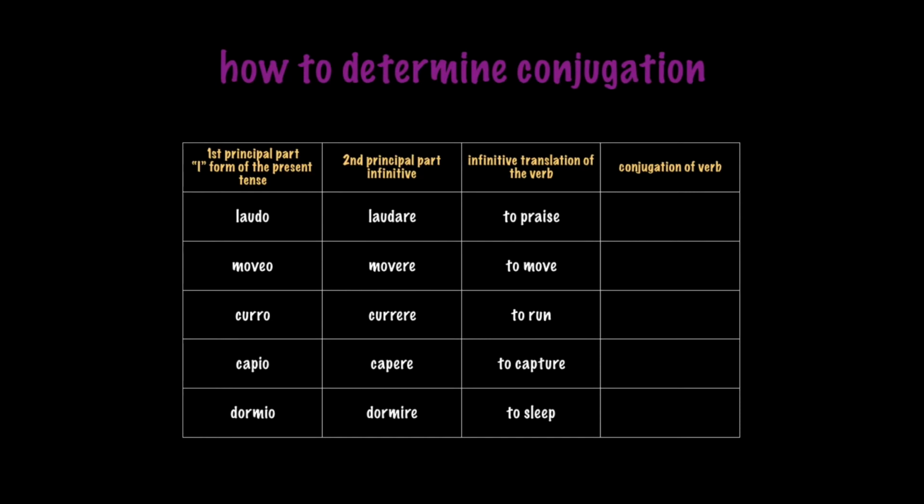It's going to begin by looking at the infinitive. Remember, that's the second principal part of the verb. Once we know where the infinitive is, the conjugation is determined by looking at the infinitive ending. Remember, that's the last three letters on the infinitive. Laudare has the infinitive ending of -are. It, and any other verb with that type of infinitive ending, belongs to first conjugation.